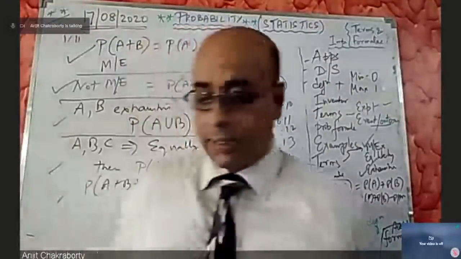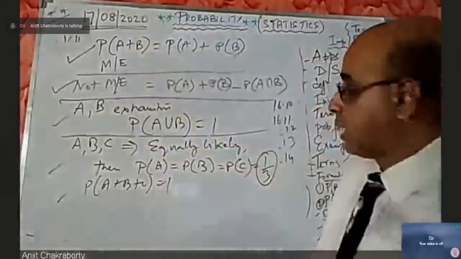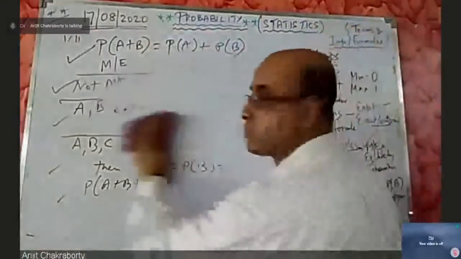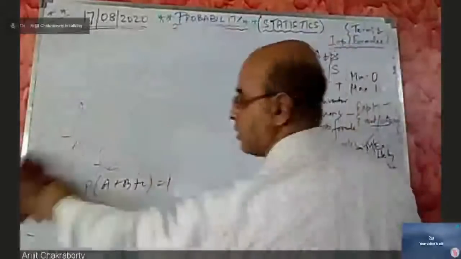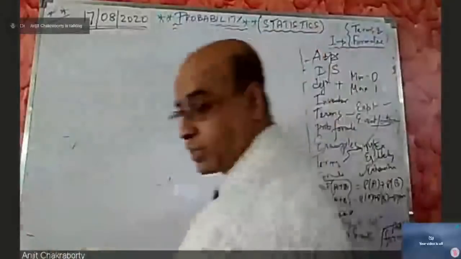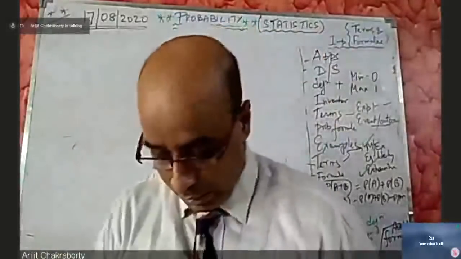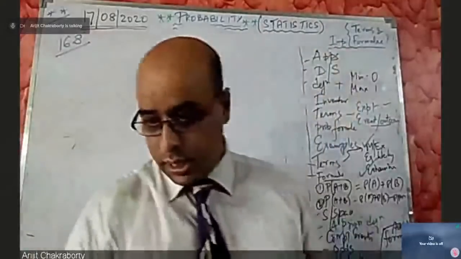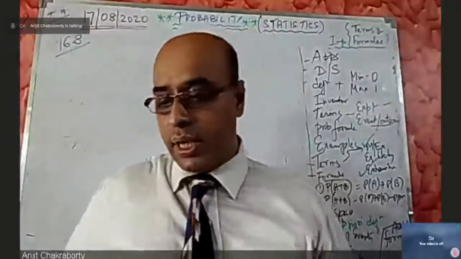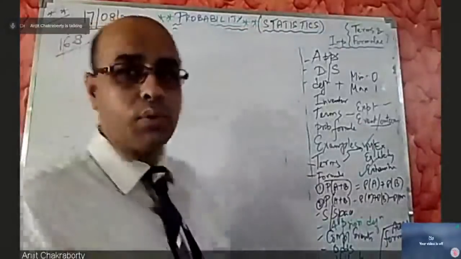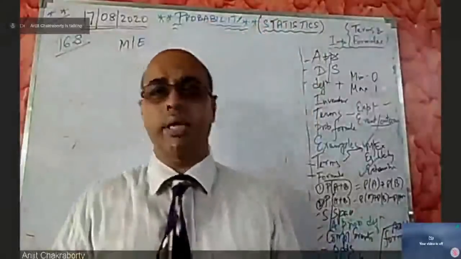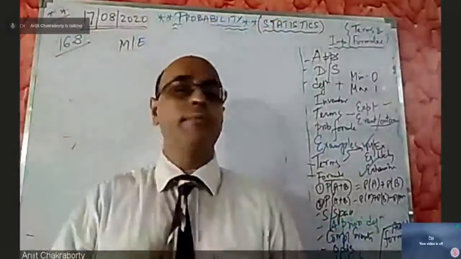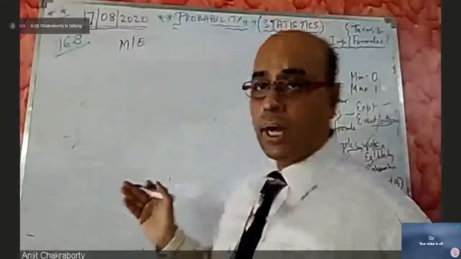Fine. Now we take example 16.8. Request you to please move to 16.8. Let us see the example and see what the question says. The question says, 3 events A, B and C are mutually exclusive. Okay, very good, mutually exclusive. That means one of them has to occur. If A occurs, then B cannot occur. If C occurs, then A and B cannot occur. Fine. So A, B and C are mutually exclusive.